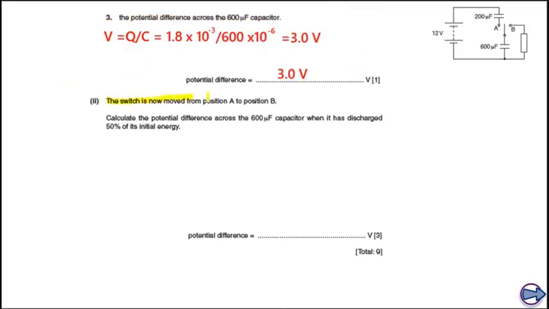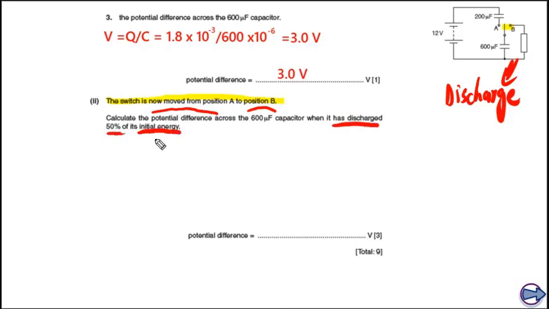Now the switch is moved from A to B. As you can see here, the switch is moved from A to B. Now this is our circuit and the battery is disconnected. In this case, the capacitor will discharge, because there is no battery in the circuit. We need to find the potential difference across the 600 microfarad capacitor when it has discharged 50% of its initial energy.